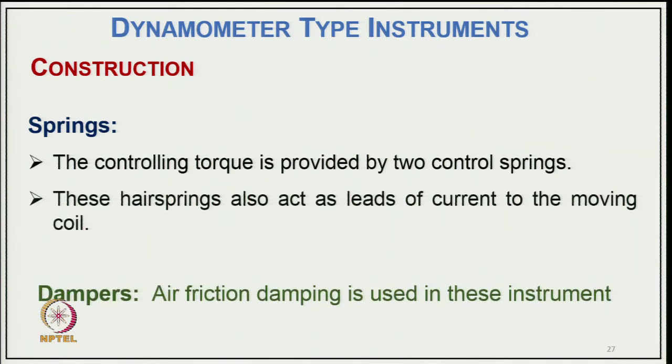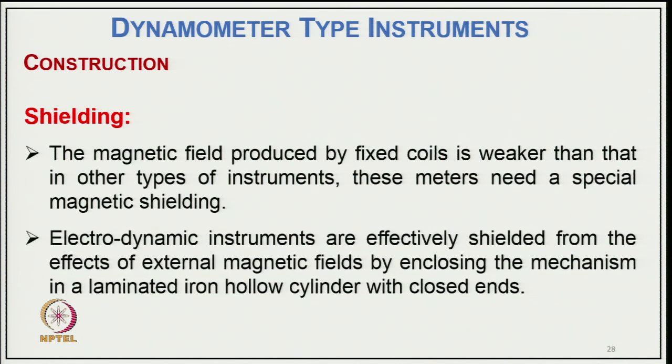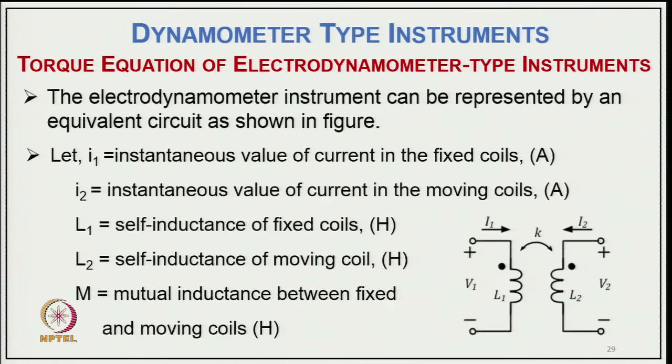And now, dampers: air friction damping is used in these instruments because we do not have a magnet here. Now, the shielding: the magnetic field produced by the fixed coils is weaker than in other types of instruments. So, these meters need special magnetic shielding, and dynamometer instruments are effectively shielded from the effect of external magnetic fields by enclosing the mechanism in a laminated iron hollow cylinder with closed ends.